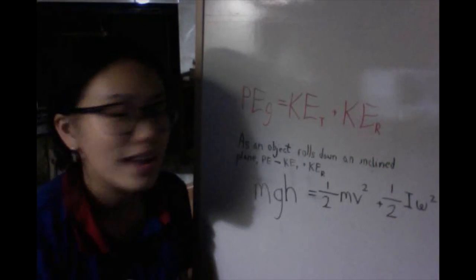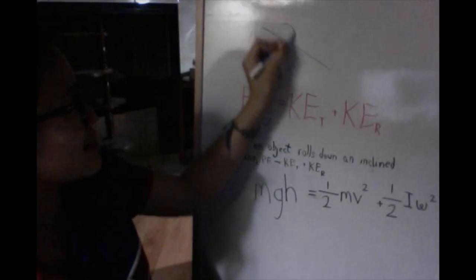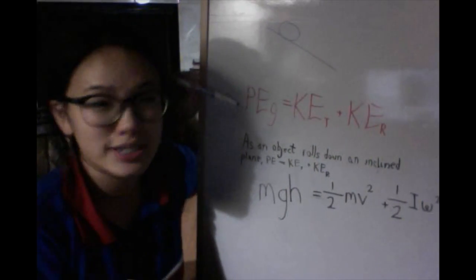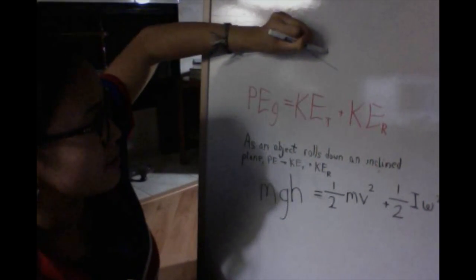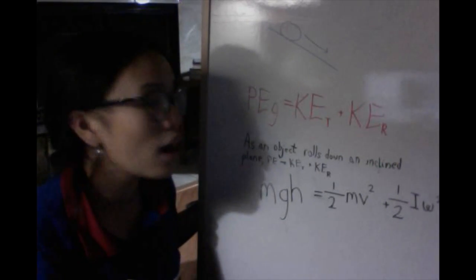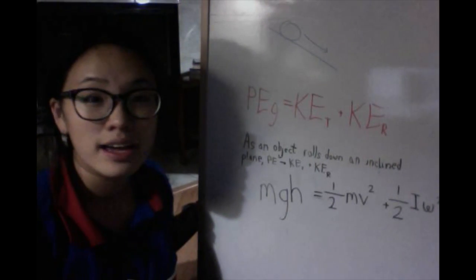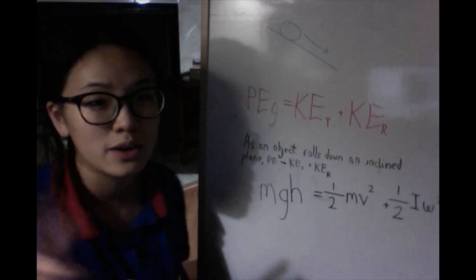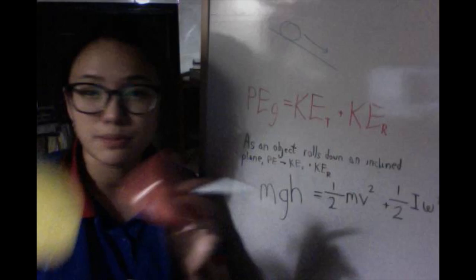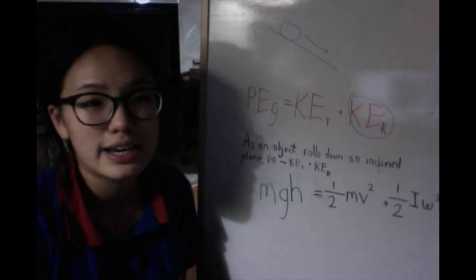Okay, so when an object is at the top of an incline, it has max gravitational potential energy, and then as it rolls down, that gravitational potential energy gets converted into translational kinetic energy and rotational kinetic energy. And how we determine which of these disks go faster down the plane or reach the bottom first is whether it has more rotational kinetic energy or not.